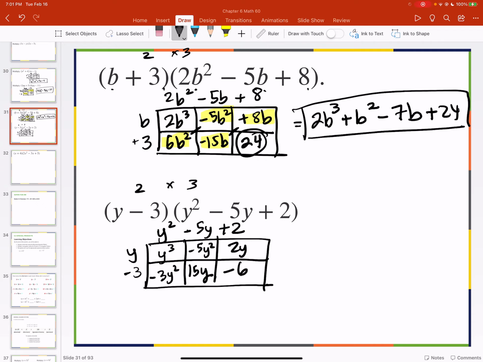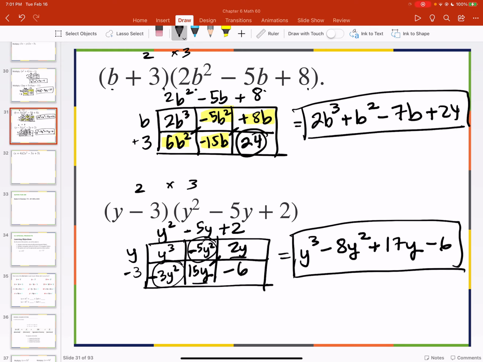Okay, so then let's do like terms, right? These two are alike and these two are alike. So y cubed, so highest exponent first. Negative 3y minus 5, so negative 8y squared, right? Then you have positive 15y plus 2y, so that's plus 17y minus 6.